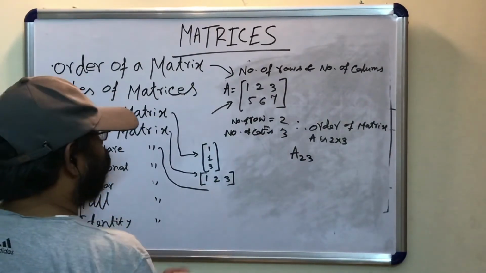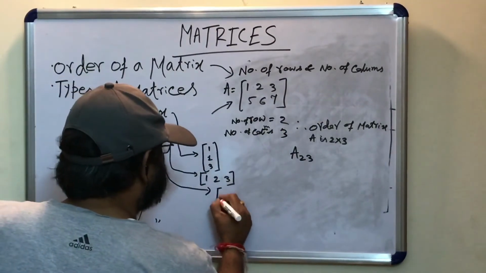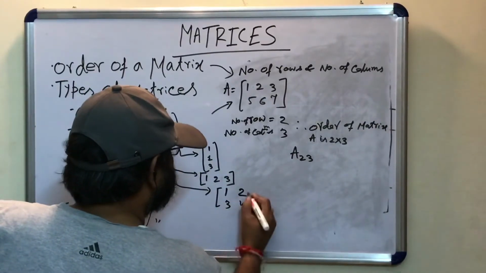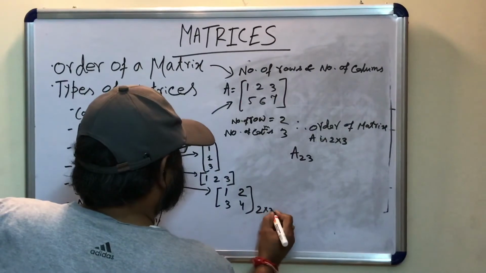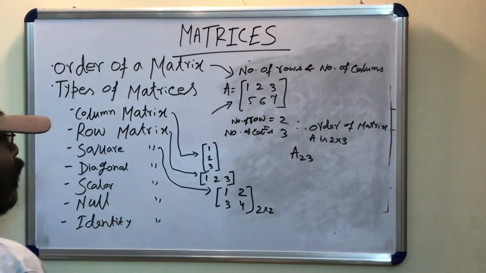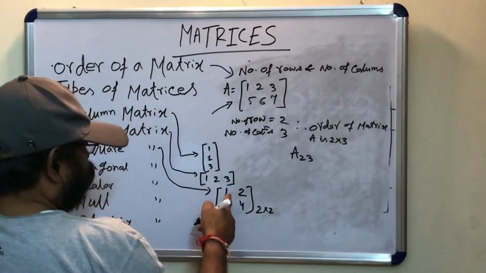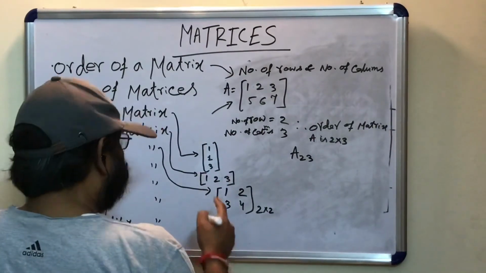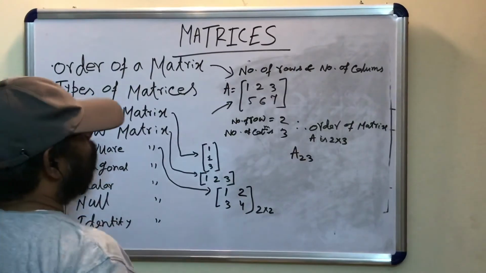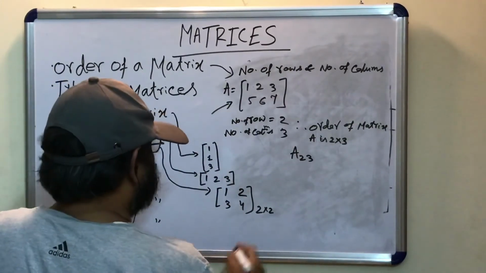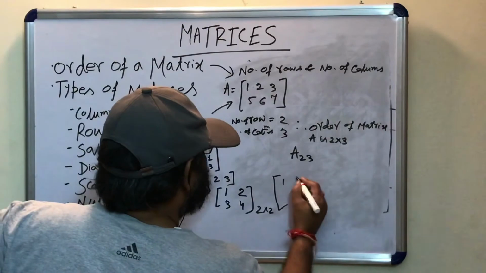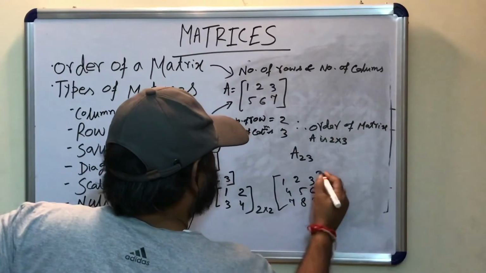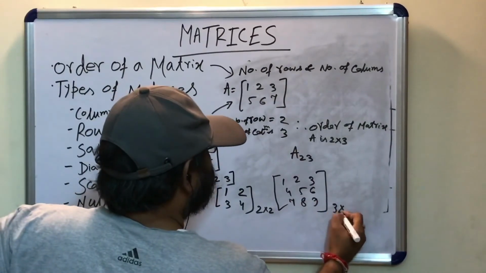So what is a square matrix? When the number of rows and the number of columns are the same. Say 1, 2, 3, 4. Its order is 2 by 2. The number of rows is 2 and the number of columns is 2. Since the number of rows is equal to the number of columns, it is a square matrix. A 3 by 3 square matrix: 1, 2, 3, 4, 5, 6, 7, 8, 9. It is a 3 by 3 square matrix.